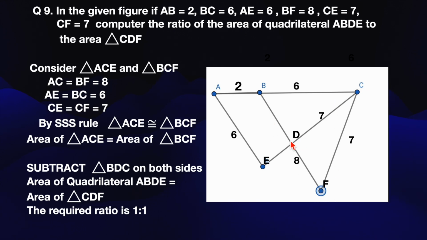Now the area of this triangle is common to both, so I'm going to subtract it from both sides. See here, the area of triangle ACE is equal to the area of triangle BCF. Subtract triangle BDC on both sides. So what are you left with? You are left with the area of ABDE, which will be equal to the area of FDC, this triangle. Both the areas are equal. So the ratio is 1:1.